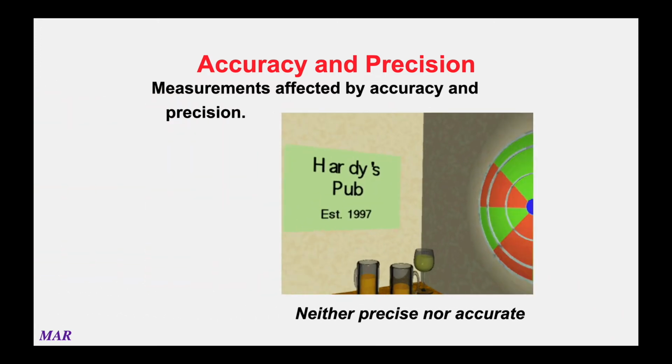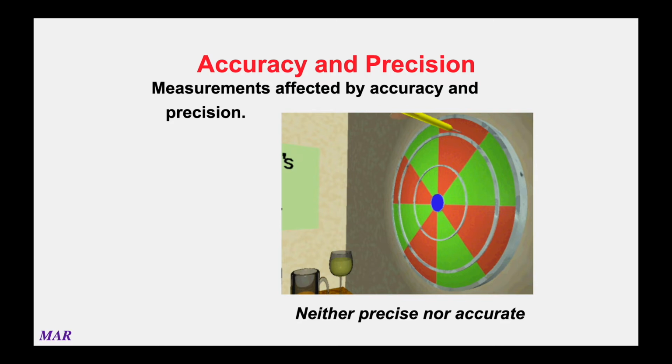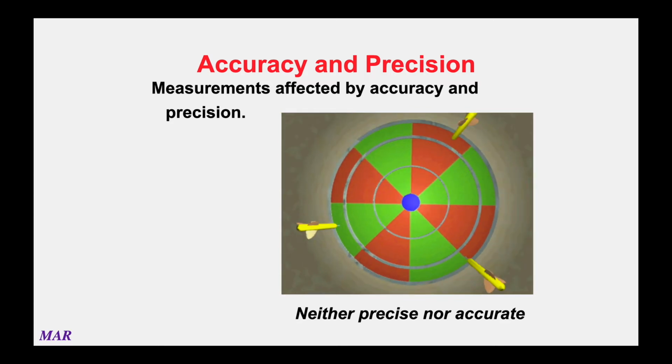But this time you're pretty well jolted on caffeine, sugar, whatever the active ingredient is. And this time, you throw the darts and oh man, you can't hit the side of a barn. The darts are all over the place. They're not close together. You don't have good precision. They weren't tight together like they were before. And they're not even close to the blue dot. You don't have good accuracy either.